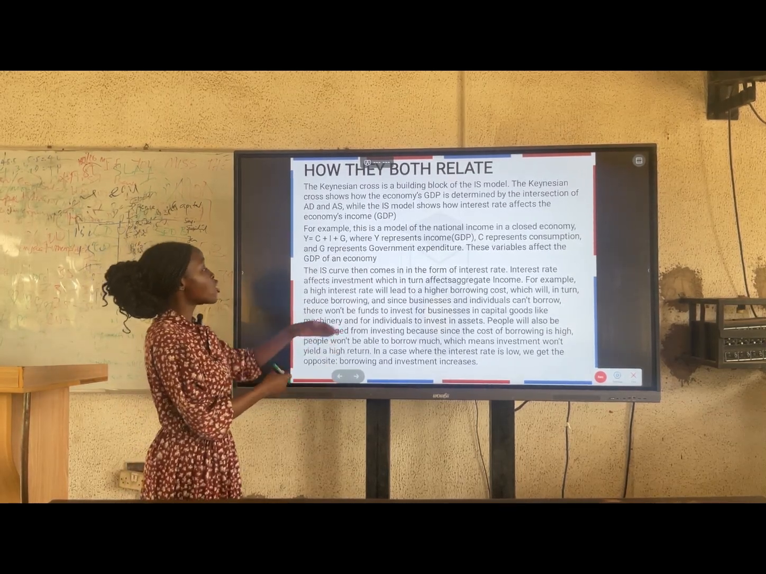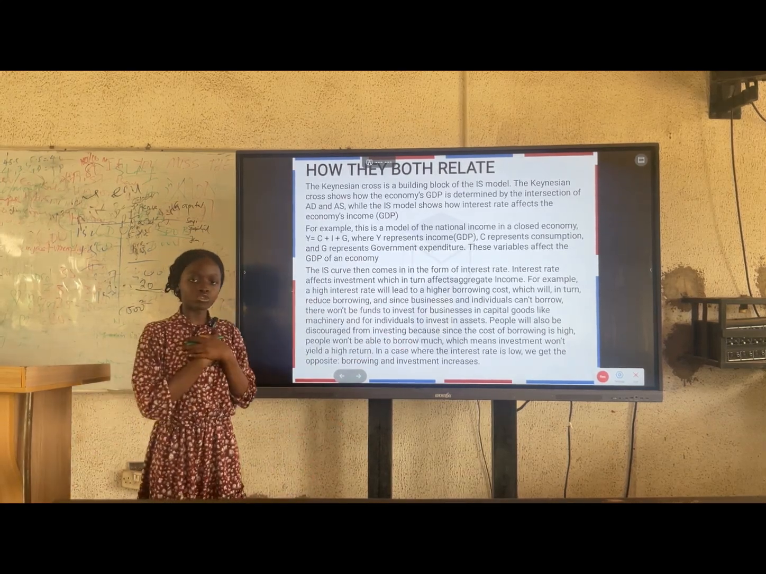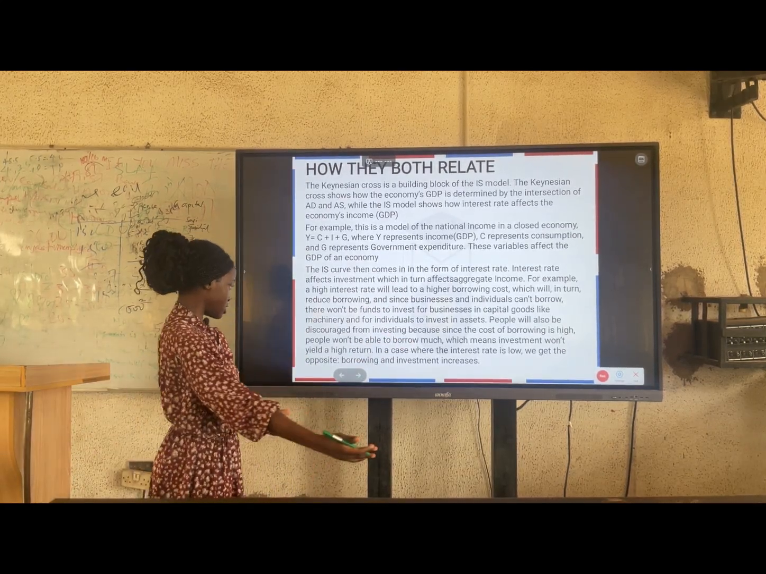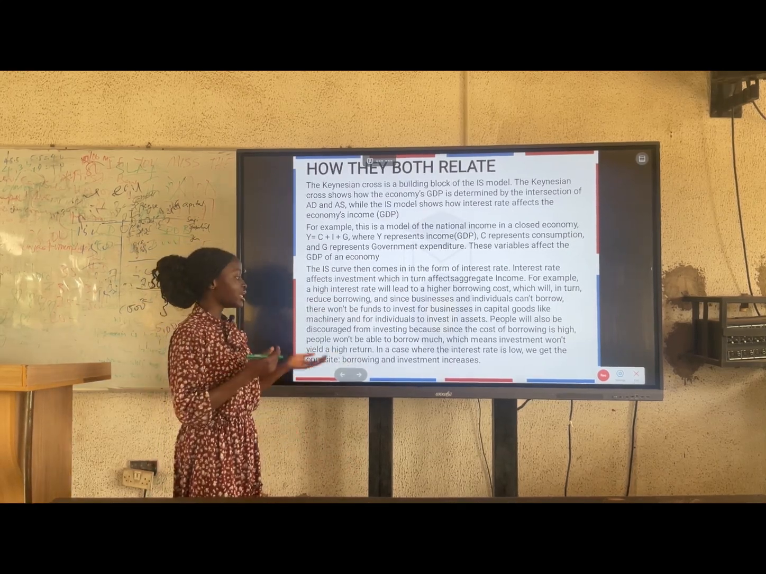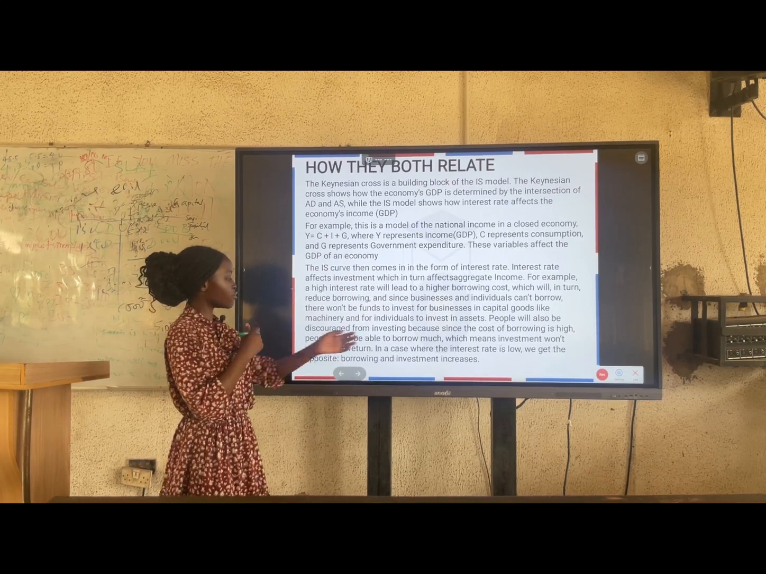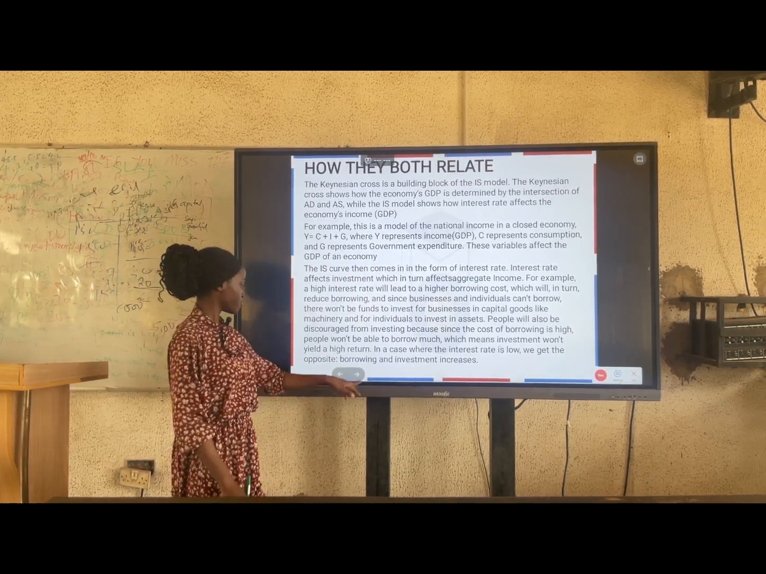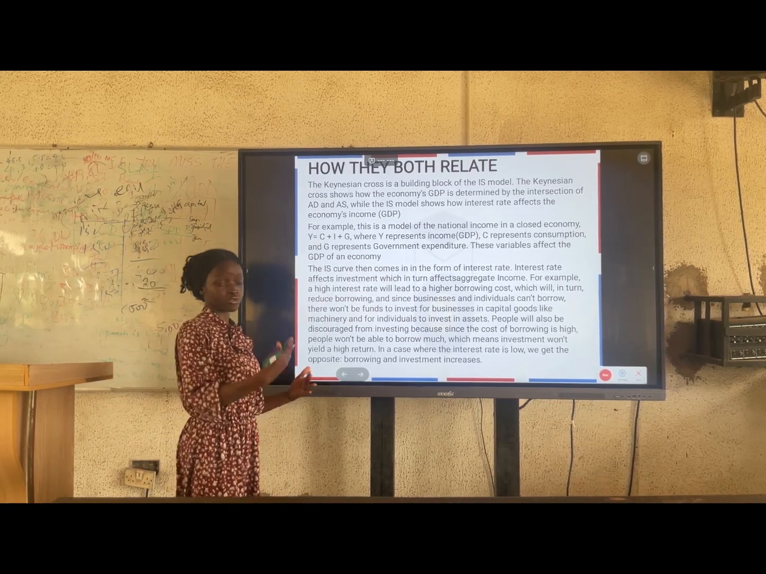People will also be discouraged from investing because since the cost of borrowing is high, no one will want to borrow the money you have invested. Meaning, your investment won't yield a higher return. In a case where the interest rate is low, we get the opposite. We'll have a high rate of borrowing and then the investment will increase. So that's how the IS curve relates to the Keynesian cross.